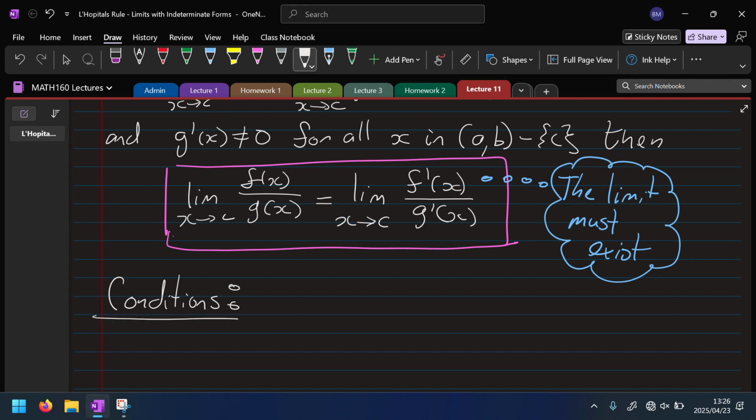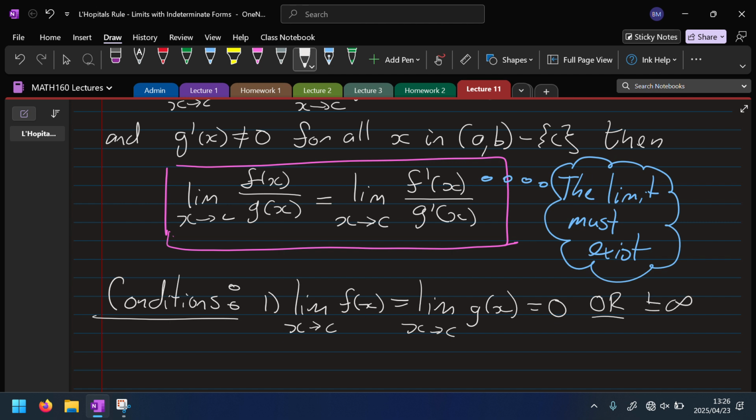Okay, so these must always be checked before you start using L'Hopital's rule. So firstly, the limit as x goes to c of f of x must be equal to the limit as x goes to c of g of x. This must be 0 or plus or minus infinity. Right, that was one of the conditions from that word statement there. Okay, so that's the first thing you check. If that's not true, well, then you move on. L'Hopital's rule cannot be used.